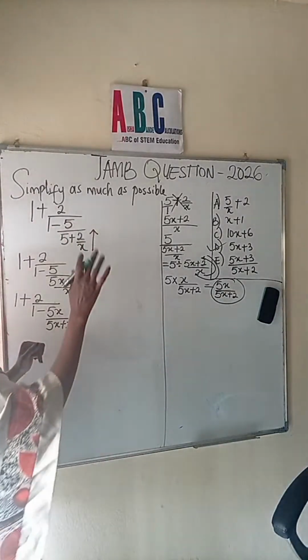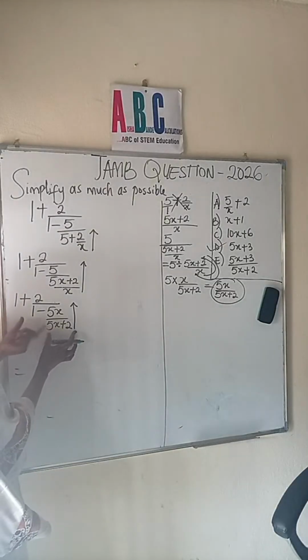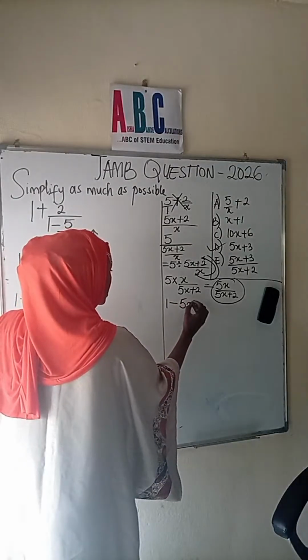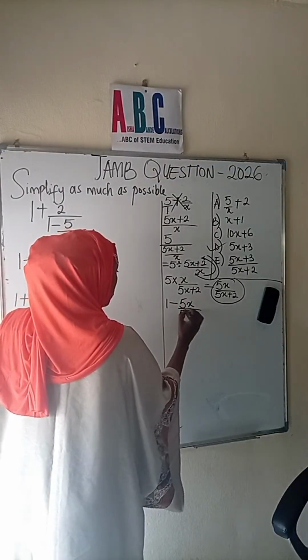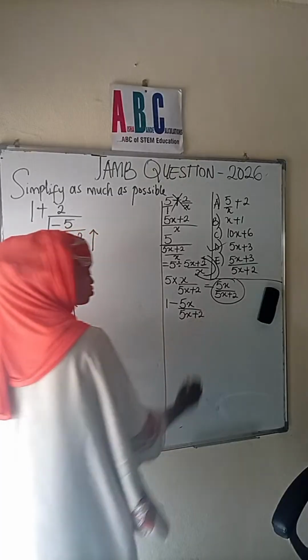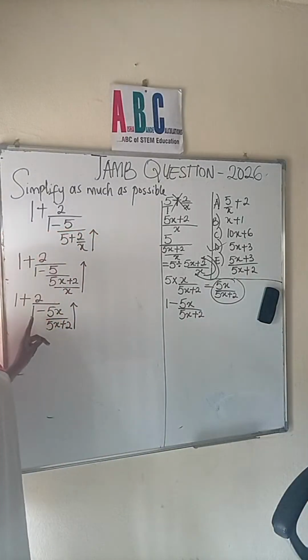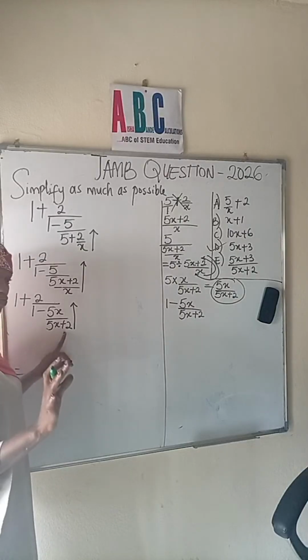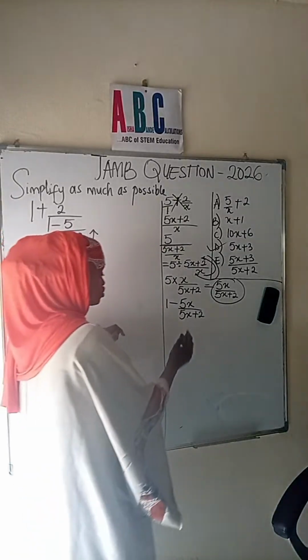You keep simplifying. Now, the next thing we're simplifying is 1 minus 5x over 5x plus 2. Hope you're all together, the YouTube streamers and the TikTok viewers.